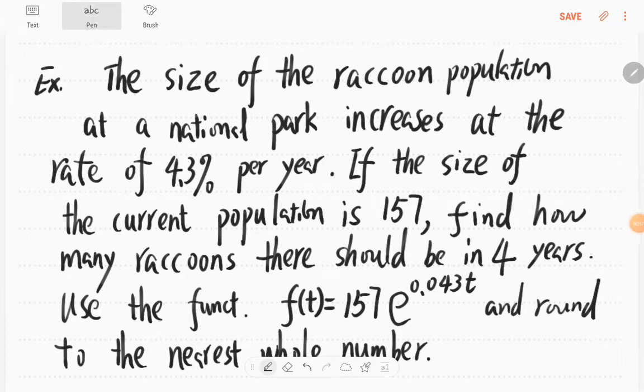Okay, so this example is the application for the exponential growth in population. The size of the raccoon population at a national park increases at a rate of 4.3% per year. If the size of the current population is 157, find how many raccoons there should be in 4 years using the function f of t equals 157 times e to the 0.043 times t, and round to the nearest whole number.